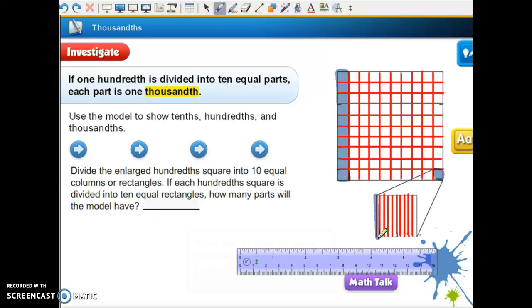Quickly, it doesn't matter what color. How many parts will the model have? So if I did this to every one of these little squares, how many parts would my model have? 1,000 parts. Every one of these little squares would be 10 parts. And how many of those squares do we have? 100 times 10. What do we know when we multiply by something with zeros? We can take that 0 from the 10 and add it to our 100 and get 1,000.